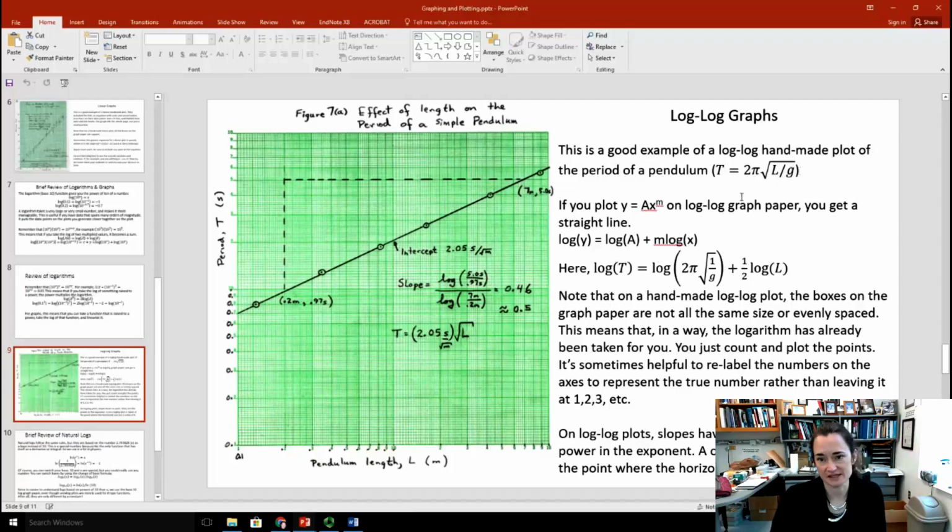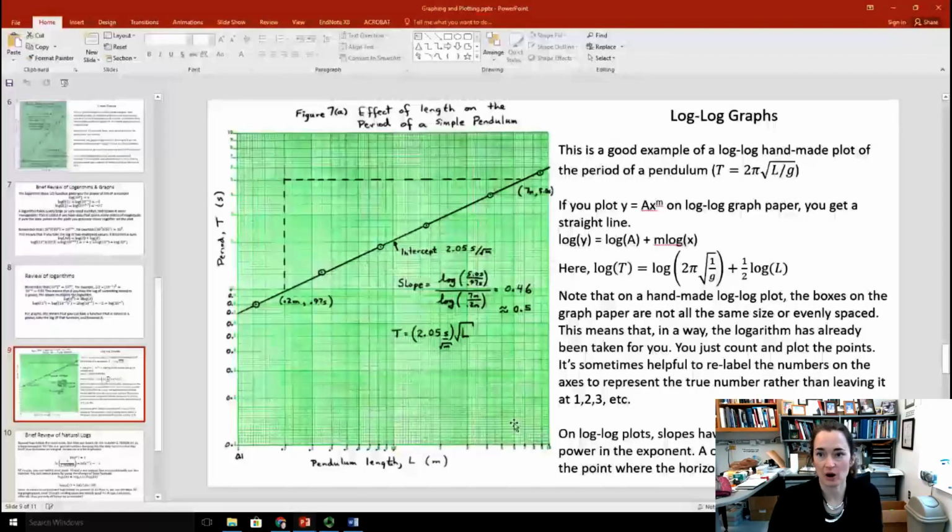So let's think about this. If you plot the pendulum length on the horizontal axis and the period on the vertical axis, then you're taking the pendulum length and raising it to the power of 1/2. When you take the square root, you're raising something to the power of 1/2. So let's discuss what happens when you take a variable, raise it to a power, and then plot that on log-log paper. Let's generalize this function a little bit, instead of just considering periods of pendula.